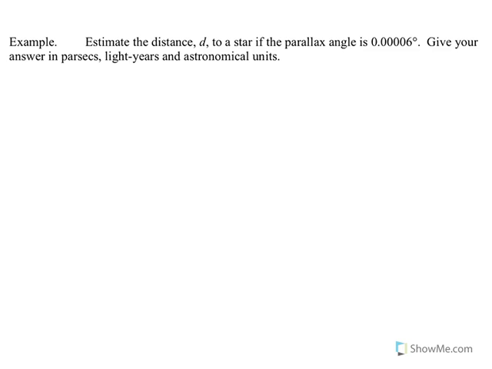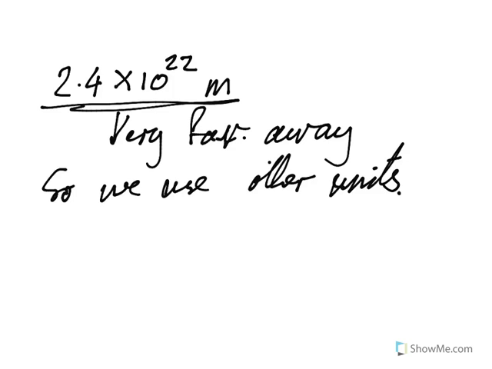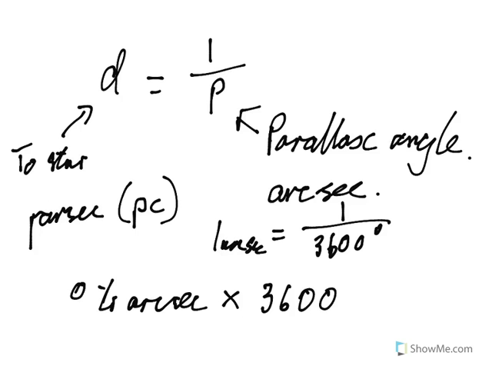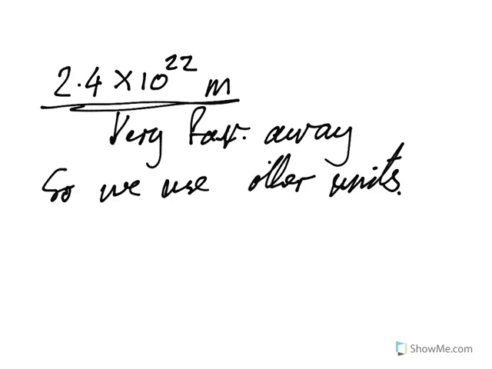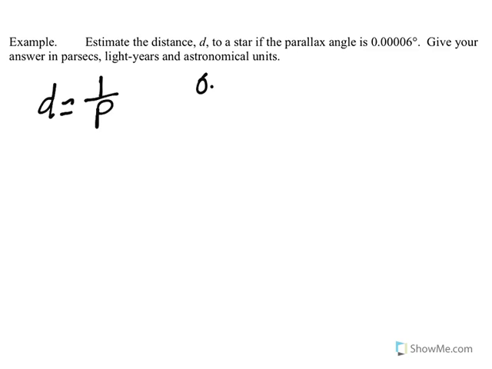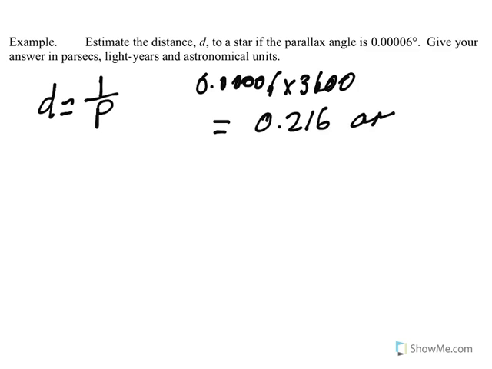All right, so there's the example. Estimate the distance d to a star if the parallax angle is 0.00006 degrees. Give your answer in parsecs, light years, and astronomical units. So, as we know, the distance is 1 over the parallax angle. Now, that parallax angle has got to be in arc seconds. Previously, back here, degrees to arc seconds is times 3,600. So we have 0.00006 times 3,600 equals 0.216 arc seconds.